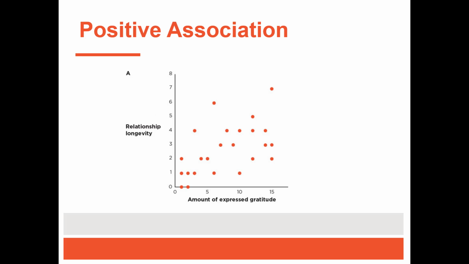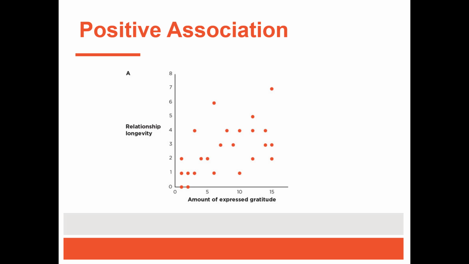Positive associations, also known as a positive correlation, are when high scores on one variable are associated with high scores on another variable, or when low scores on one variable are associated with low scores on another variable. Think of this as 2 variables changing in the same direction together. In this example, we can see the relationship between romantic partners' expression of gratitude related to their relationship longevity. Here we see a positive relationship because when higher amounts of gratitude are expressed, relationship longevity is also higher.